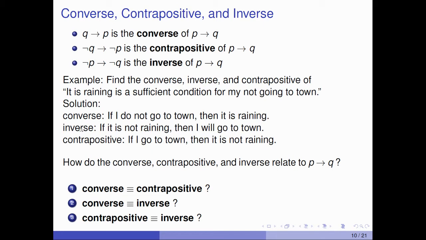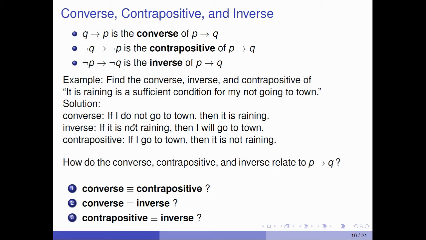For the inverse, the previous one was the converse. For the inverse, you have here the third one. In the inverse, the roles are not changed, but you put in a negation for each of P and Q. So I just put not here. If it is not raining, then I will go to town, because here you already have a negated statement. So not going to town, if you put a not, then it means to say go to town. Okay.